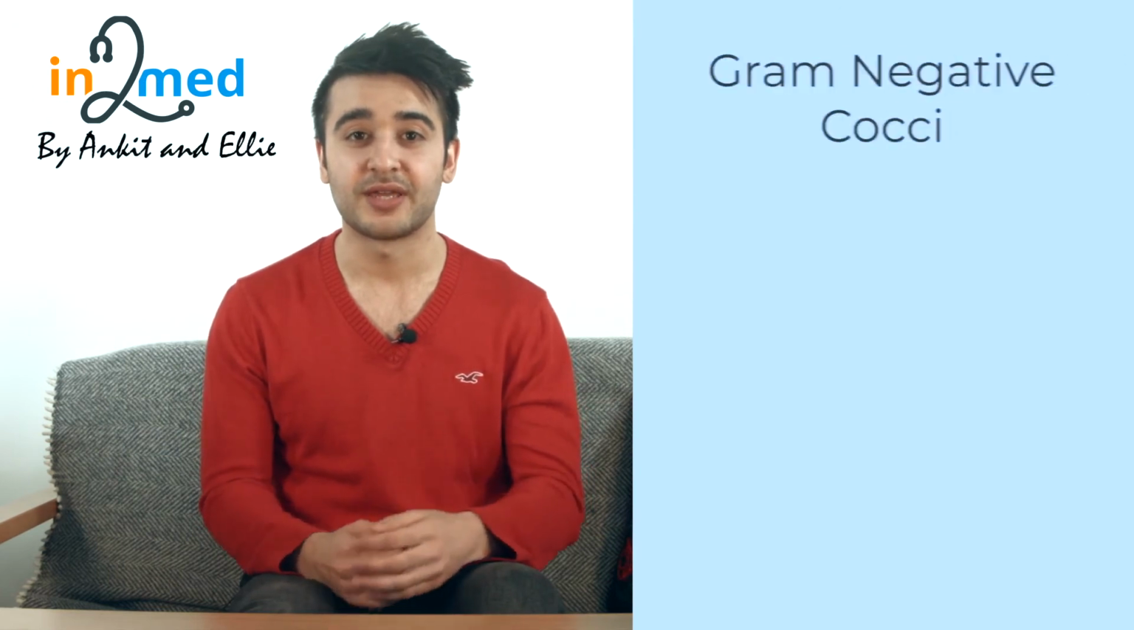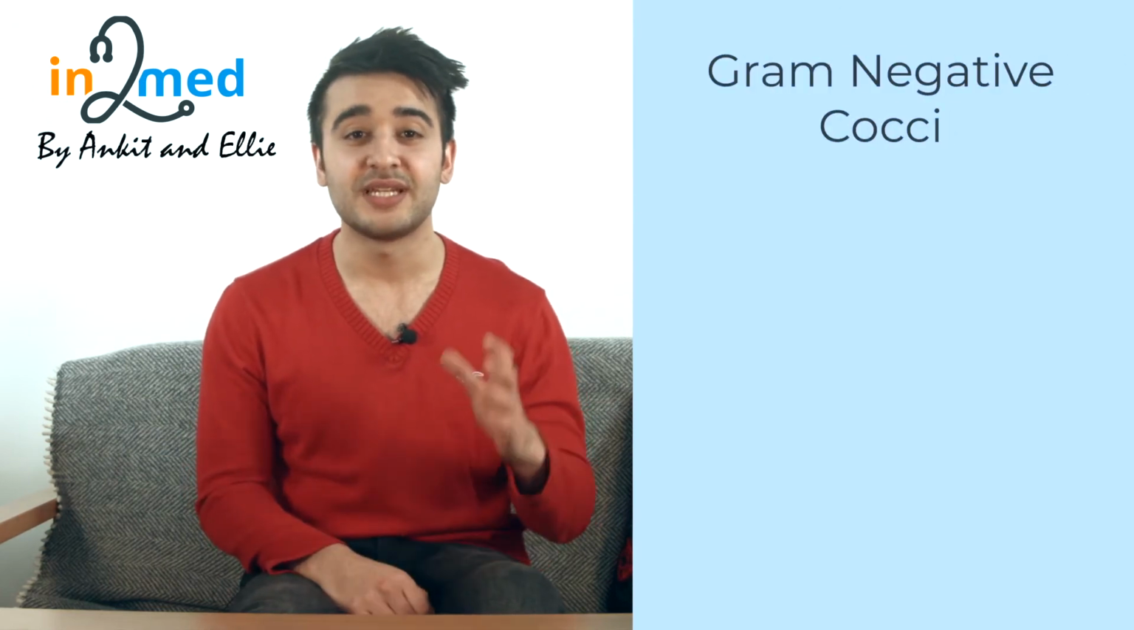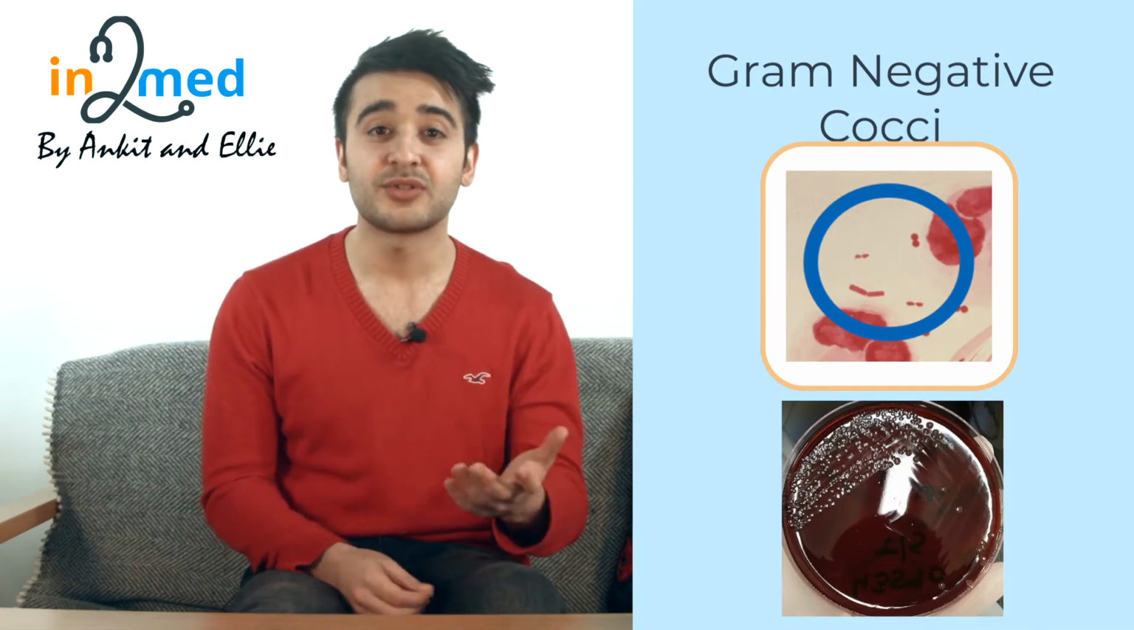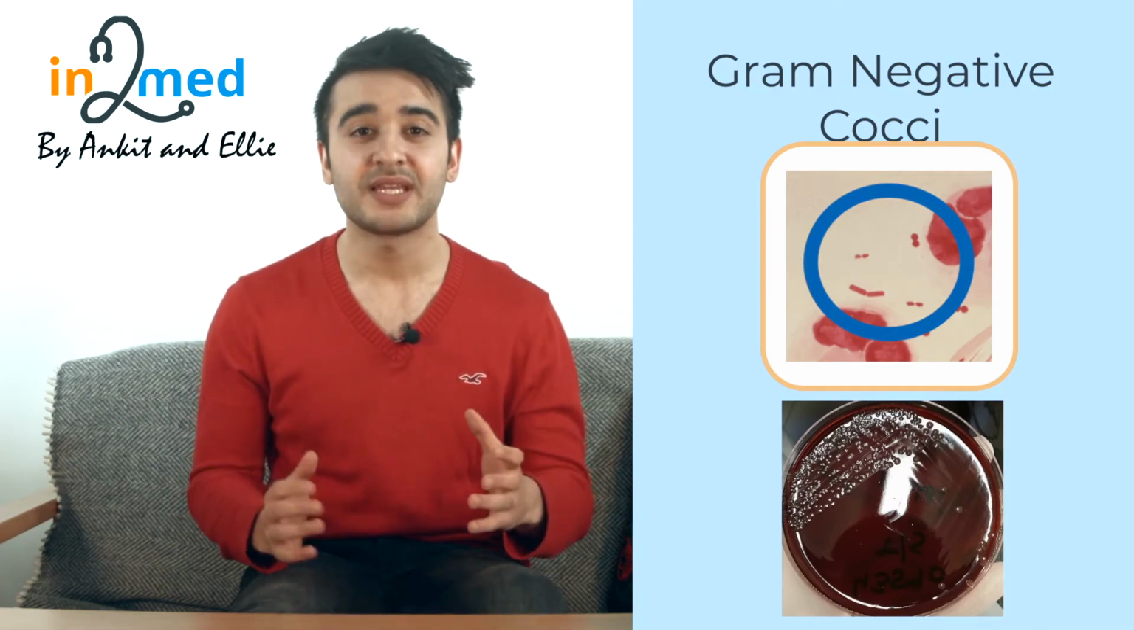Now that we've covered the gram-positive bacteria, let's have a look at the gram-negatives. This isn't an exhaustive list, but we're going to cover the main ones that we think you need to know for medical school. Let's start off easy with the gram-negative cocci. And the main species that you need to know is the Neisseria species. This is the one that typically causes gonorrhea, but it can also cause meningitis. But these are gram-negative diplococci.